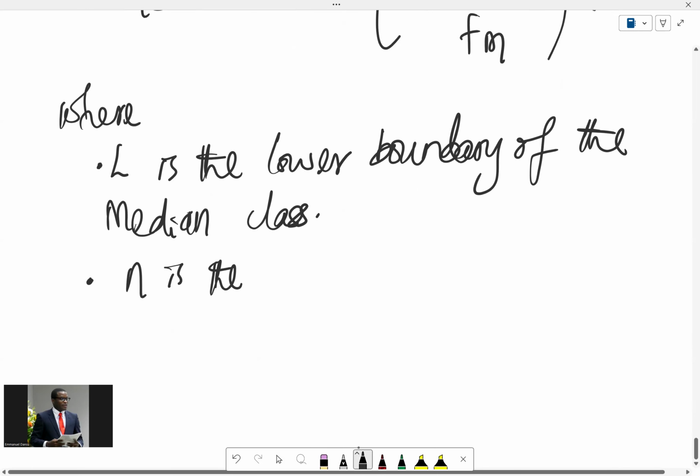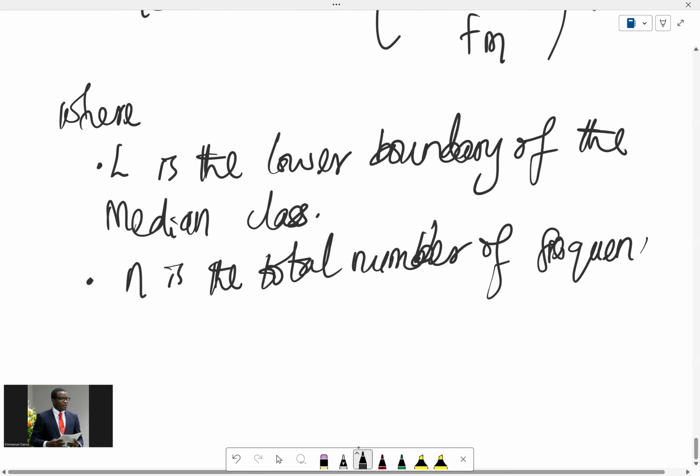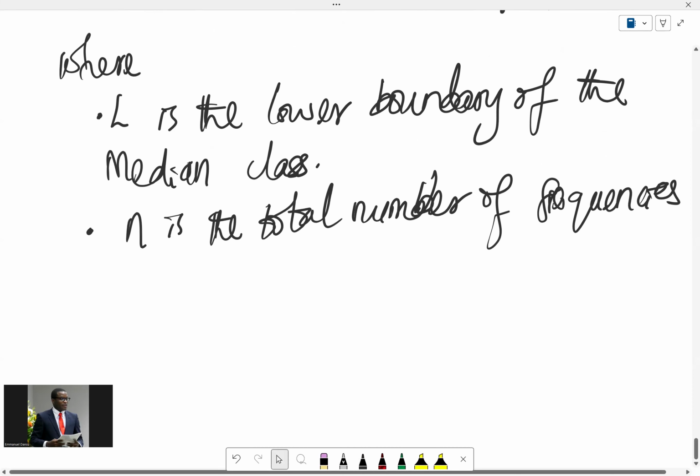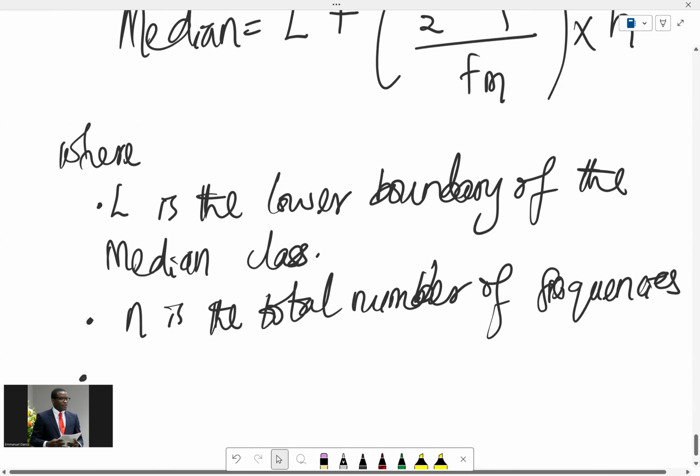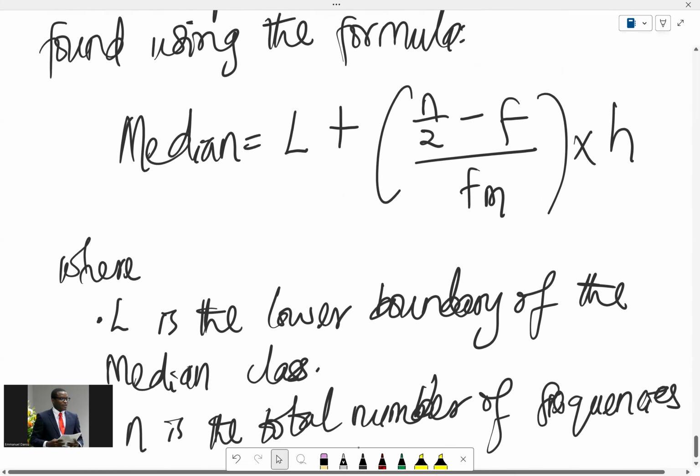N is the total number of frequencies. That is what we called summation Fi in the previous situation. So it's the total number of frequencies. Then the next thing, you have L, you have M, N. Now let's talk about F. This is like big F. Okay, so this is big F, and this is small f.